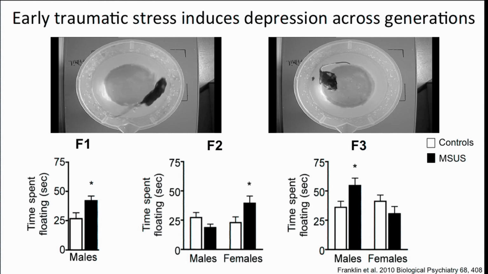So we observed that the animals which were subjected to stress, the F1, were more depressed. They were depressed, and these depressive behaviors were transmitted across generations. And we still have our desperate guy here.